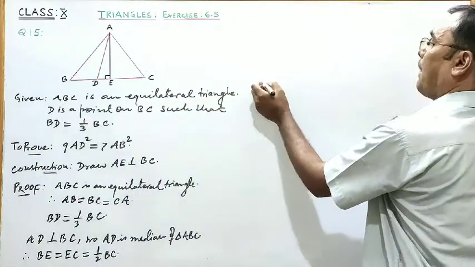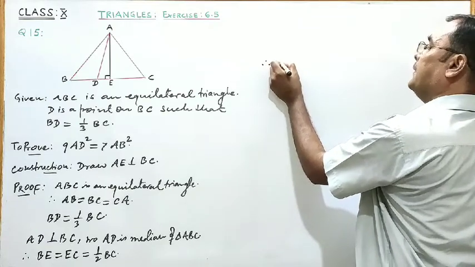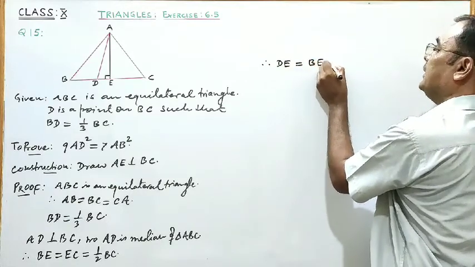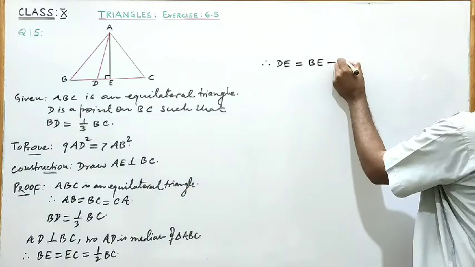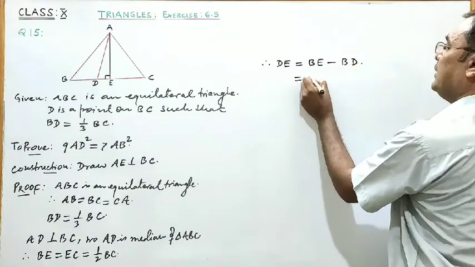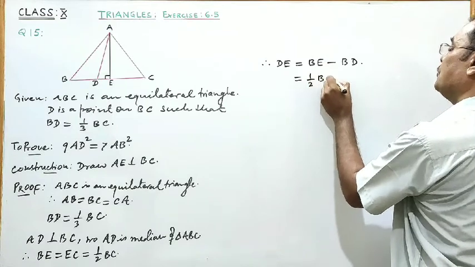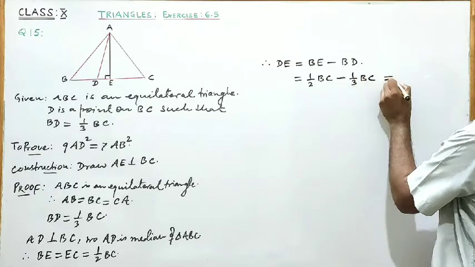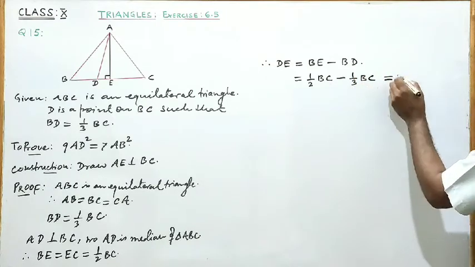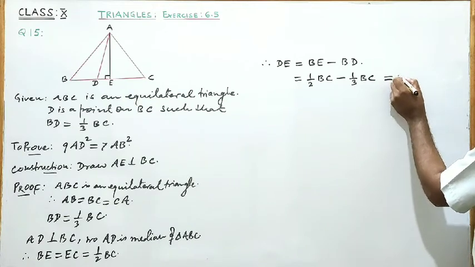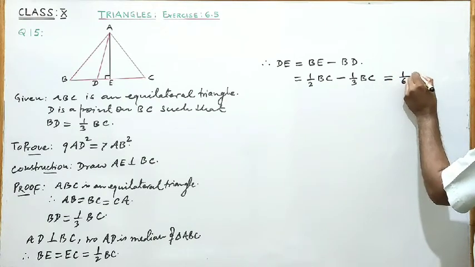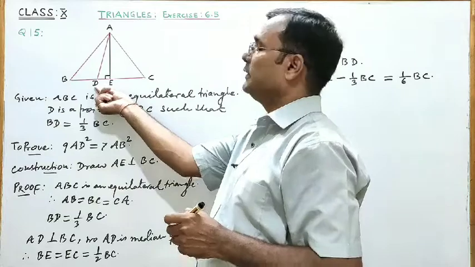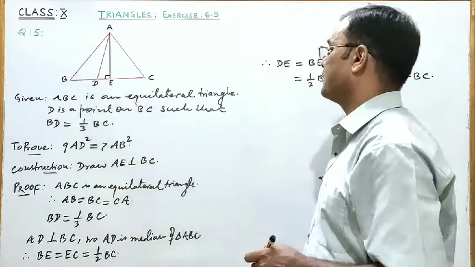Therefore, DE is equal to BE minus BD. BE is 1 by 2 BC and BD is 1 by 3 BC, which on simplification is equal to 1 by 6 BC. So DE, this part, is 1/6 of BC.